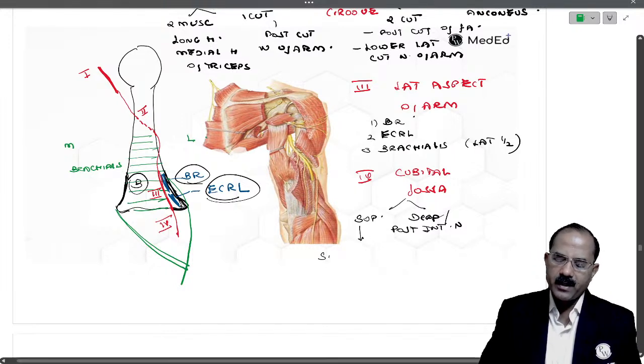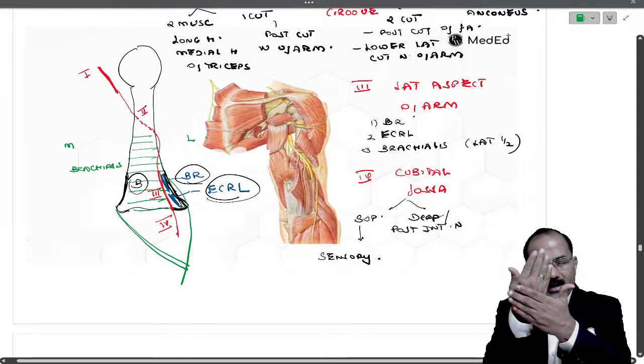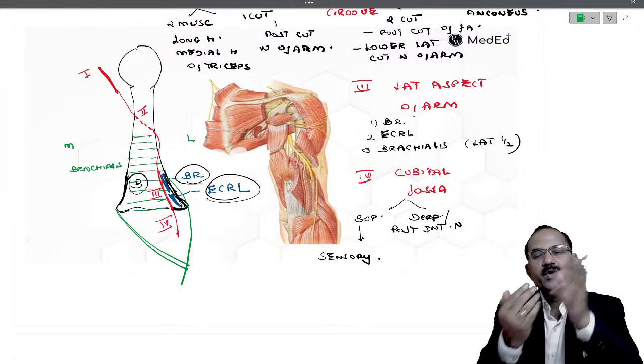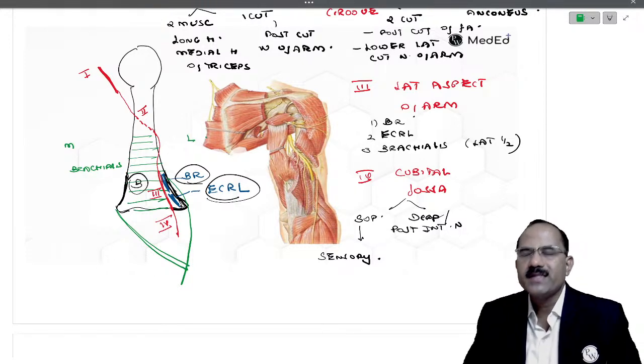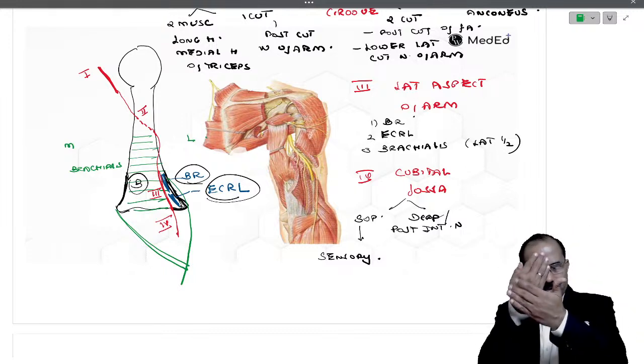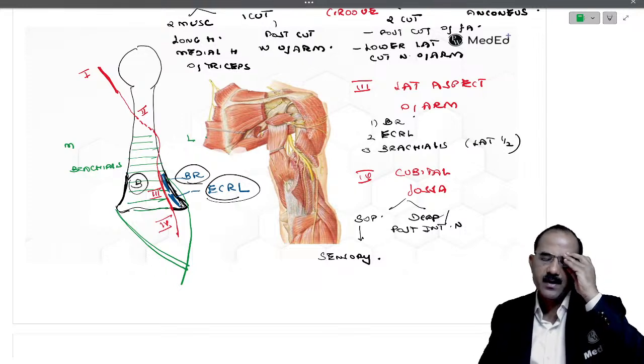The superficial branch of radial nerve is sensory. It supplies the skin on the dorsum of the hand and the proximal phalanges of the lateral 2.5 fingers.